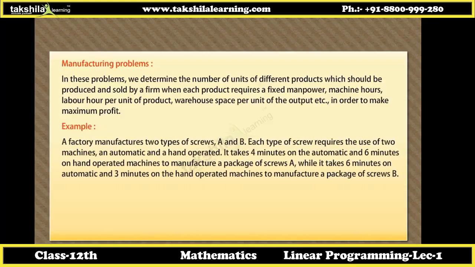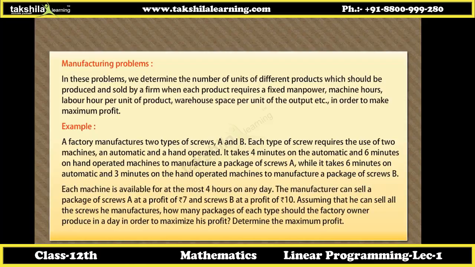Example: A factory manufactures two types of screws, A and B. Each type of screw requires the use of two machines, an automatic and a hand-operated. It takes 4 minutes on the automatic and 6 minutes on the hand-operated machine to manufacture a package of screws A, while it takes 6 minutes on the automatic and 3 minutes on the hand-operated machine to manufacture a package of screws B. Each machine is available for at most 4 hours on any day.